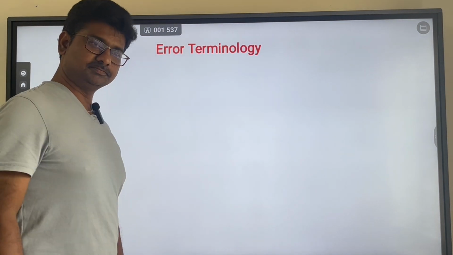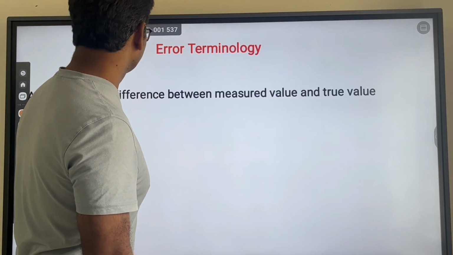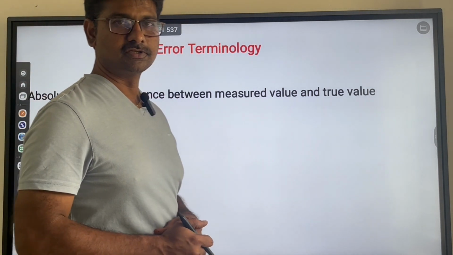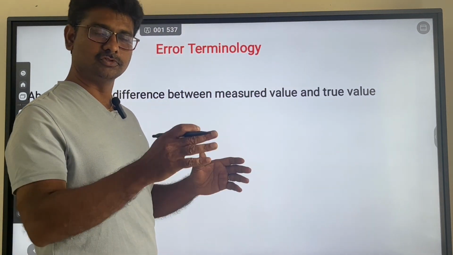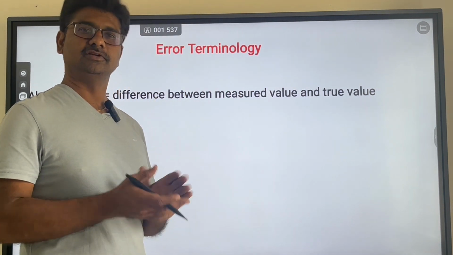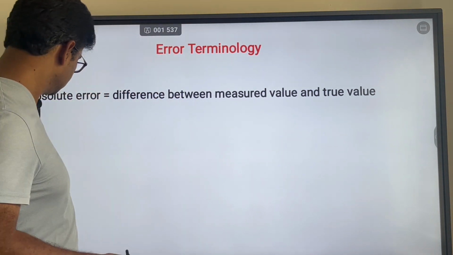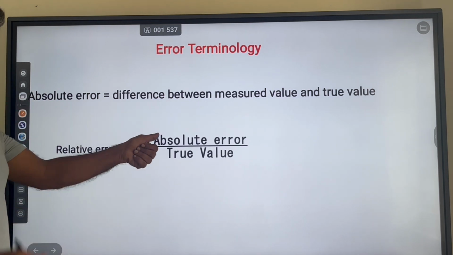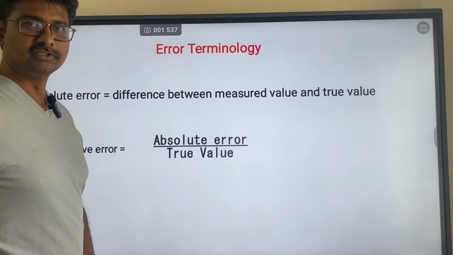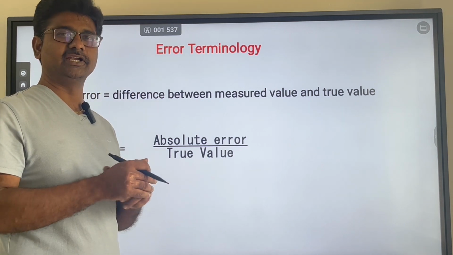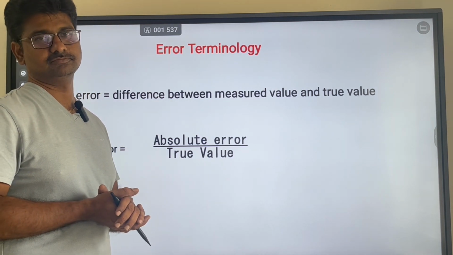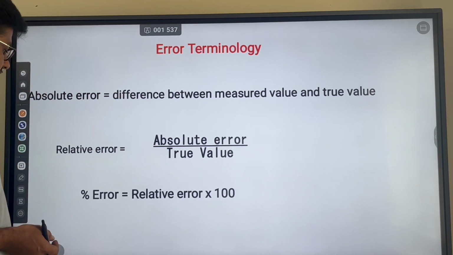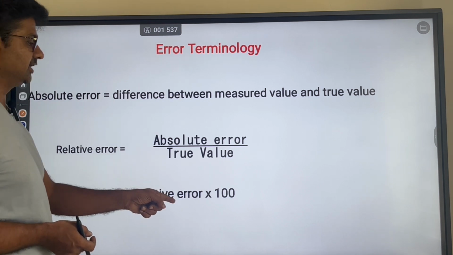Error terminology. So what is absolute error? Absolute means you have some measured value and you have a true value, and whatever the difference you are getting, that is the absolute error. Relative error is absolute error divided by true value. That shows what fraction of error you are getting compared to the true value. Percentage error is relative error times 100.